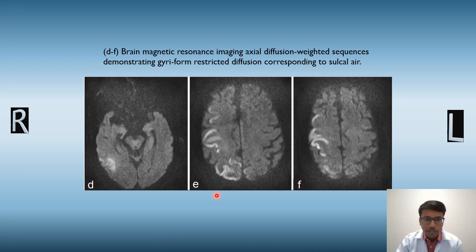Here we can see the diffusion-weighted imaging of the patient's head, which showed hyperintense or bright lesions of gyriform restriction, which means there is restriction of the water molecules here.